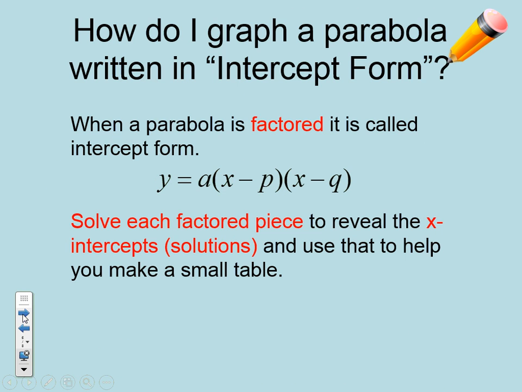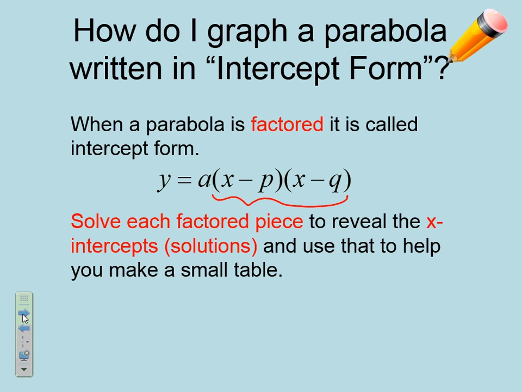Now there is another form, intercept form. How do I graph a parabola written in intercept form? When a parabola is factored, when it's split apart, that's why we spent so much time factoring. When it's factored, it's called intercept form. So it's going to look like this general setup here: y equals, there might be a number in front, then there might be a couple sets of parentheses like this. This is what we're looking for. It doesn't have the same look as vertex form. It has two sets of parentheses that are going to give us some clues.